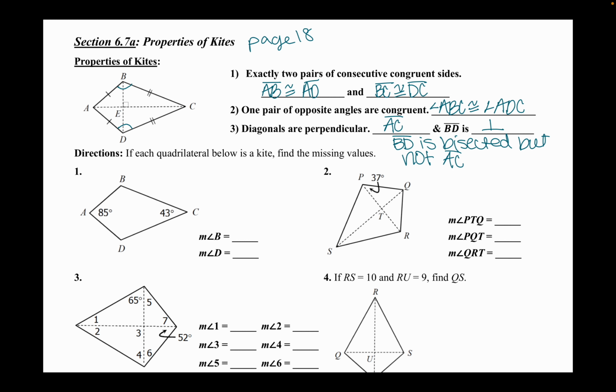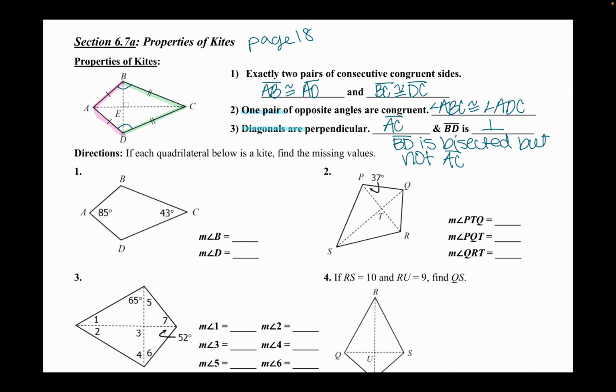In kites, we have exactly two pairs of consecutive congruent sides. So that means that AB and AD are congruent, and BC and DC are congruent. We have only one pair of opposite angles that are congruent. So we have angle ABC is congruent to angle ADC.